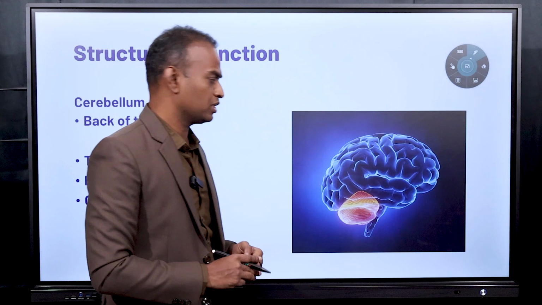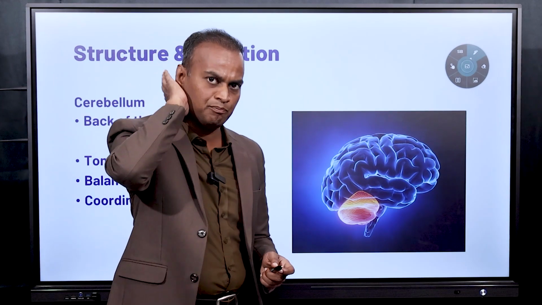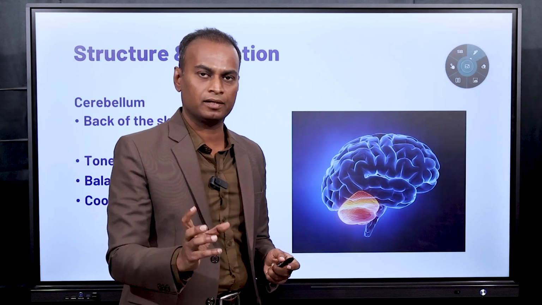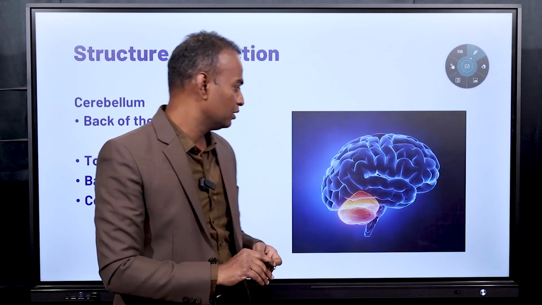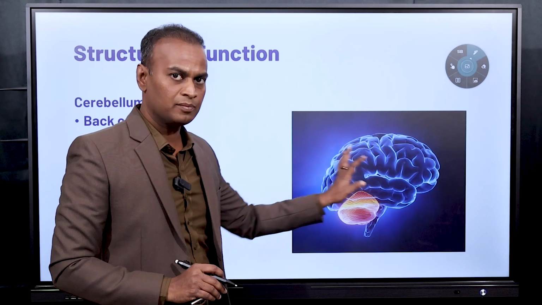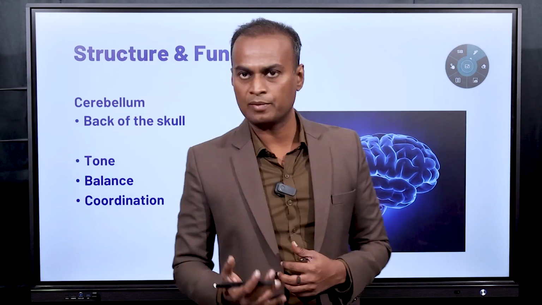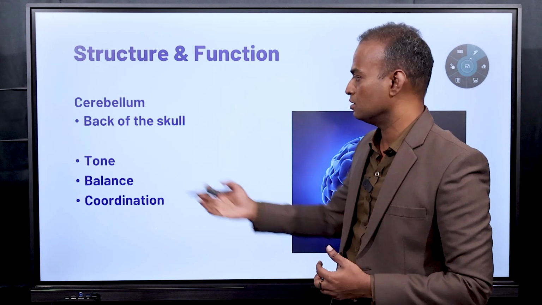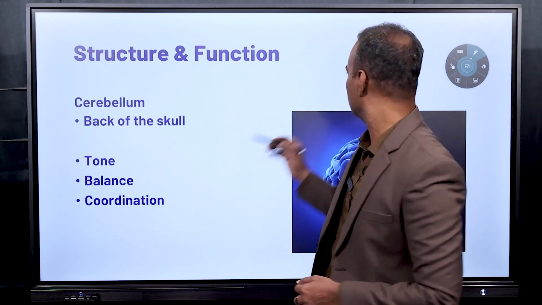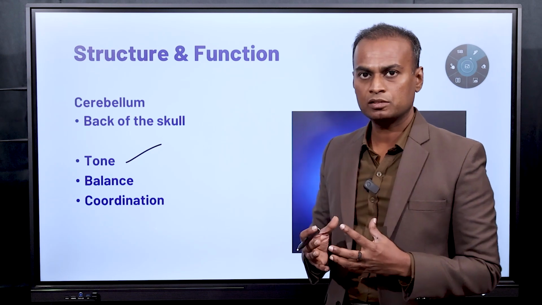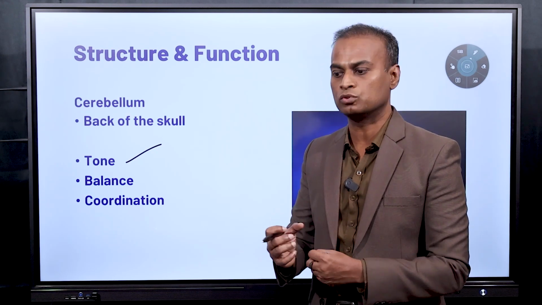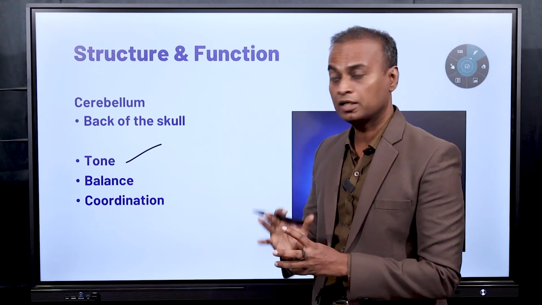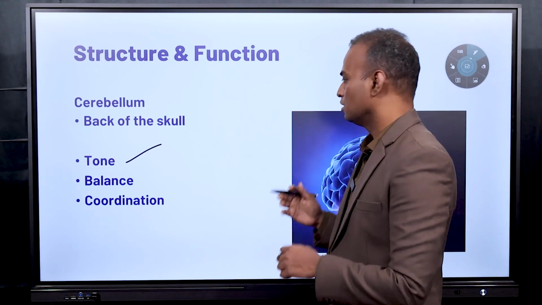Next one is cerebellum. Cerebellum is located at the back of the skull, especially here. In layman's language, people call it the small brain. You can see this is the cerebellum. When there is damage to the cerebellum, these things are lost. You can consider these are the functions of cerebellum. First one is tone. Your muscle should not be too tight or too loose. There should be control, it should be somewhere in between. That is known as tone. That is controlled by cerebellum.